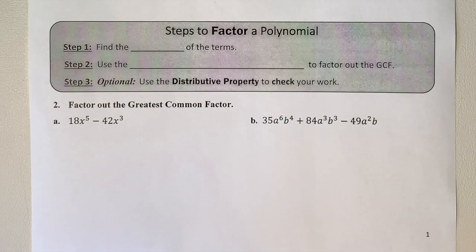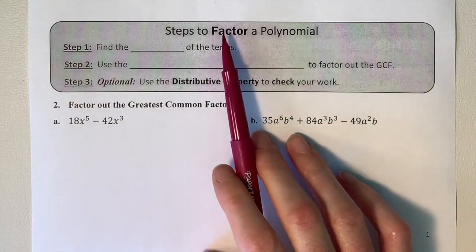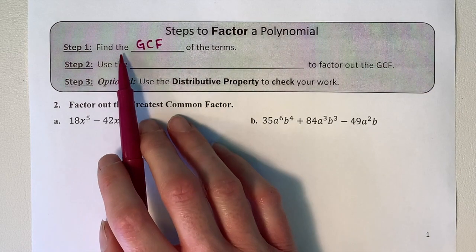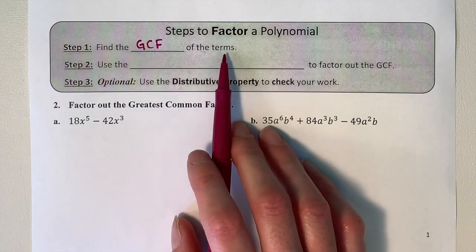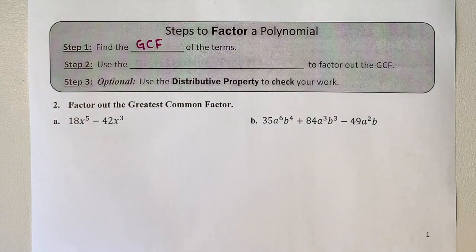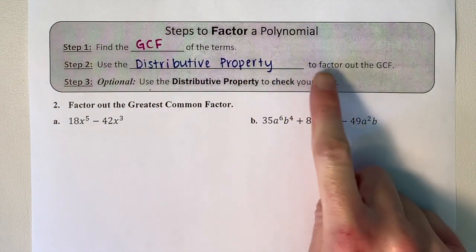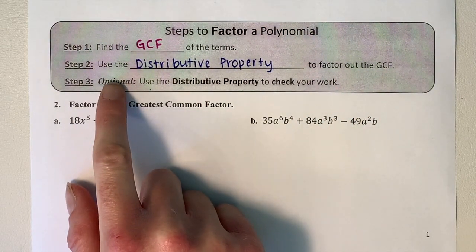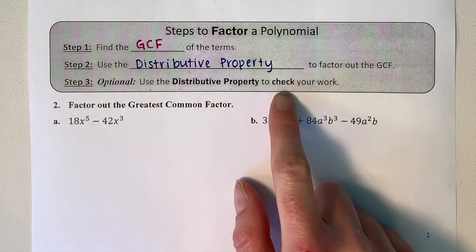Now we're going to use the greatest common factor to factor some polynomials. In the examples below, you will be asked to factor a polynomial. Step 1, we will need to find the greatest common factor of all of the terms. Step 2, we will use the distributive property to factor out the GCF. And step 3 is an optional step where we can use the distributive property to check our work.